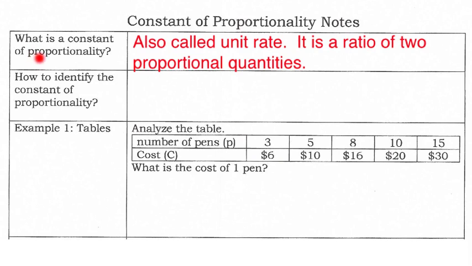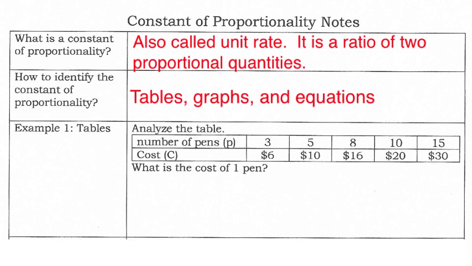So a constant of proportionality is also called a unit rate. It is a ratio of two proportional quantities, which means a ratio of two equal quantities. So remember, constant of proportionality is also known as the unit rate. We can identify the constant of proportionality by using tables, graphs, and equations.